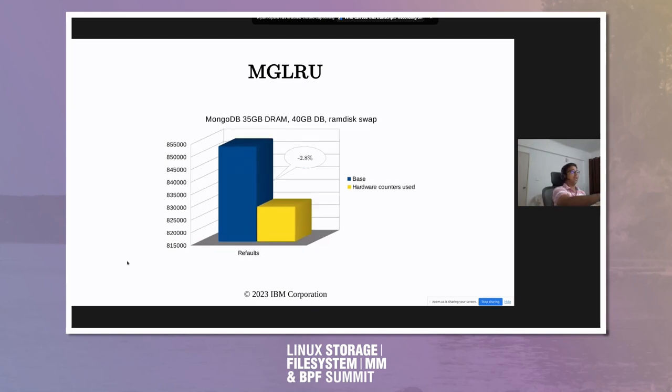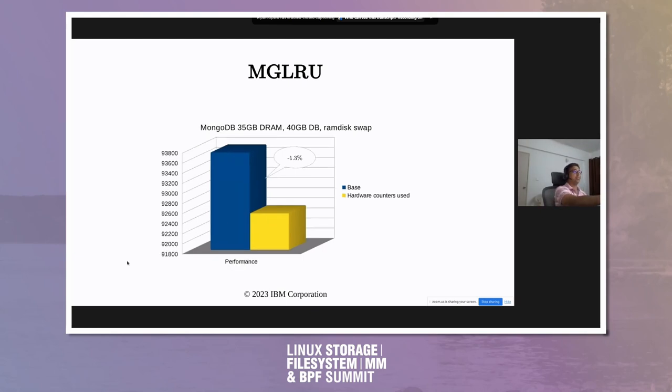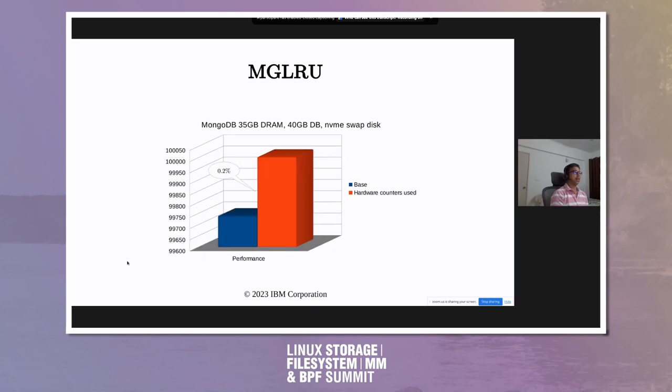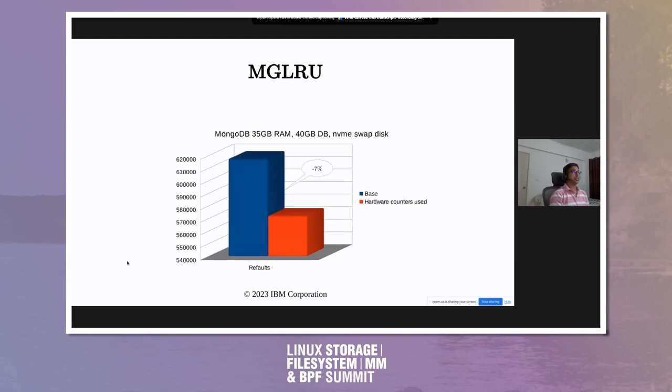This is the working set refault. There is a heavy working set refault count. Even though the working set refault count decreased by around 2.8%, the performance didn't change much. This is a RAM disk swap that I'm using for my experiment. When I went to NVMe, the reduction in the working set refault says that we are able to classify the pages much better using the hardware access counts, because we are not refaulting pages, compared to looking at the reference bit. When I use an NVMe swap disk, the cost of making the wrong decision is higher, and hence I see some improvements in performance, but you could always debate that it's in the noise range, it's 0.2% for MongoDB. So this is the refault. I have a 7% reduction in refaults with the NVMe swap disk.